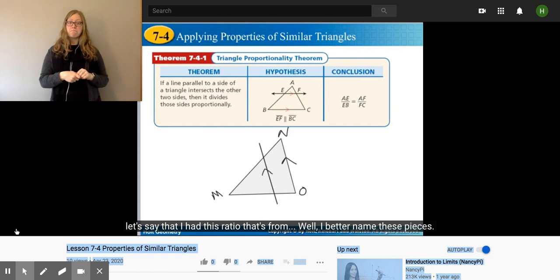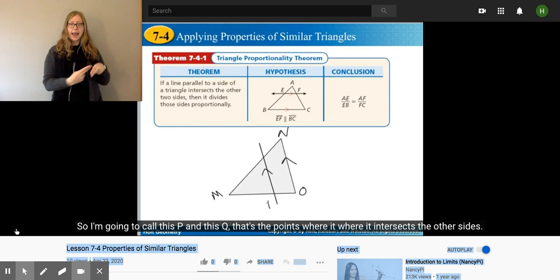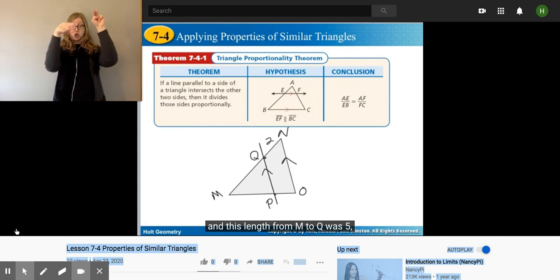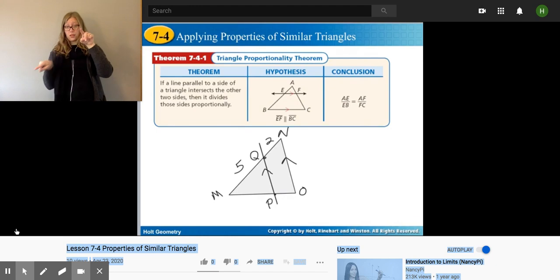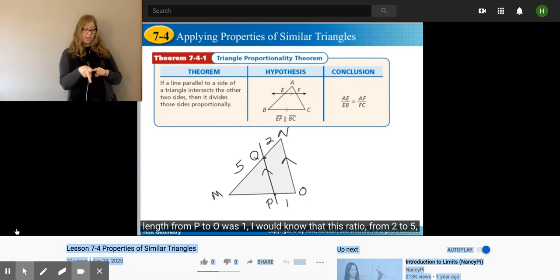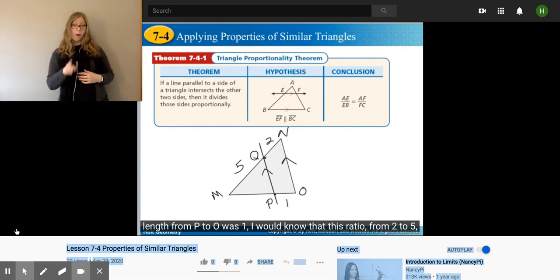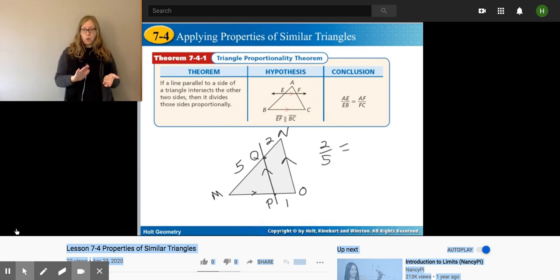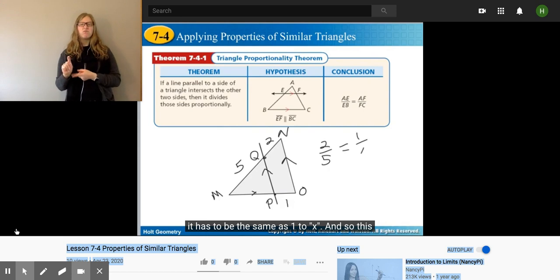And let's say that I had this ratio. I better name these pieces. So I'm going to call this P and this Q. That's the points where it intersects the other sides. Now, if I knew that this length from N to Q was 2, and this length from M to Q was 5, and then I told you that this length from P to O was 1, I would know that this ratio from 2 to 5 has to be the same, and I don't know what this is, so I'm going to put a little X here. It has to be the same as 1 to X.